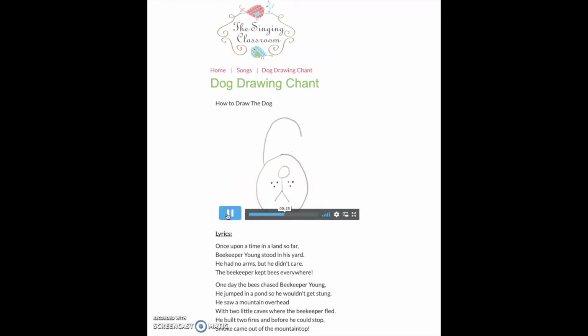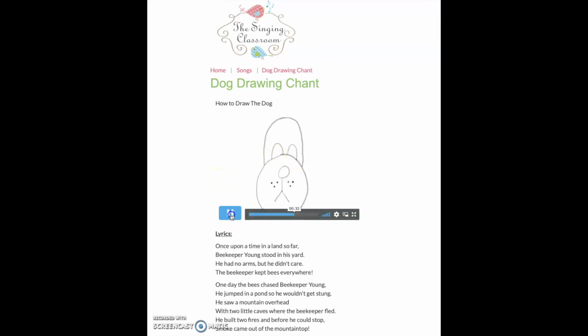He saw a mountain overhead. So there's the mountain, which is actually the dog's head, right? Let's see what's next. With 2 little caves where the beekeeper fled. So look at that. The 2 caves inside of the mountain. It's looking like the dog's eyes are being created here, but the eyes are not done.